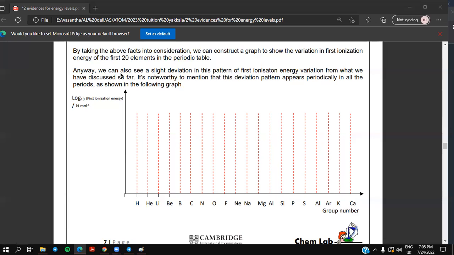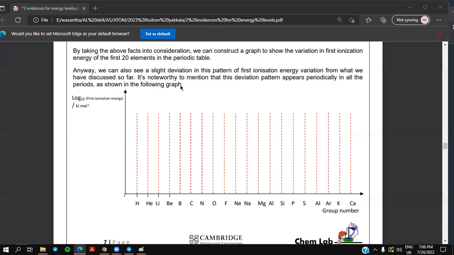Anyway, we can also see a slight deviation in this pattern of first ionization energy variation from what we have discussed so far. Even though I gave some explanation, when it comes to this lesson, you will see some differences also. It's worth mentioning that this deviation pattern appears periodically in all the periods, as shown in the following graph. You may not understand this very well.